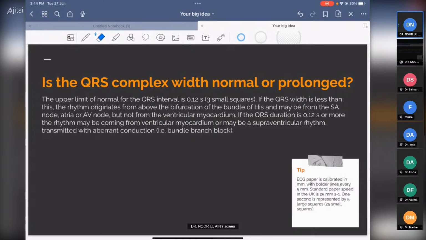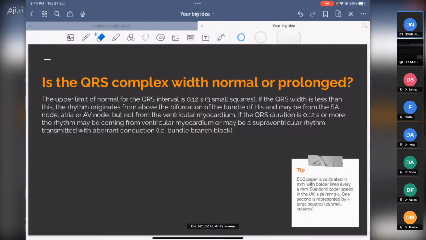the problem is that this rhythm is coming from above the ventricles. What can be above the ventricles? Atria, SA node, AV node. These could be the tissues that are firing the QRS complex. Or if the QRS complex is broad, which is more than 0.1 second, more than 2.5 boxes, this is because the ventricular activity or the rhythm is happening from within the ventricles. There is a problem in the ventricles. It's a ventricular issue. Atrial issues are different, ventricular issues are different. There is a different way to approach both of them.